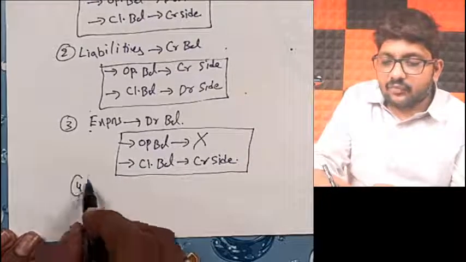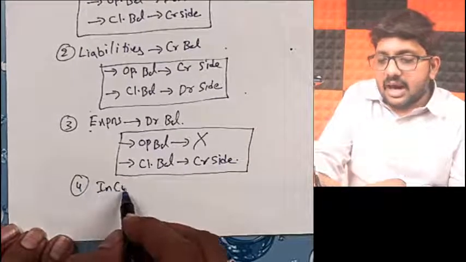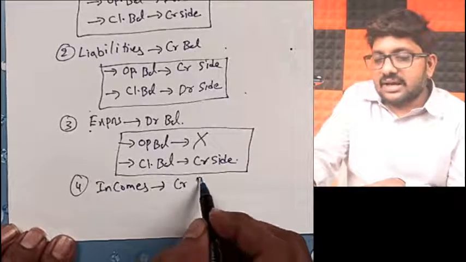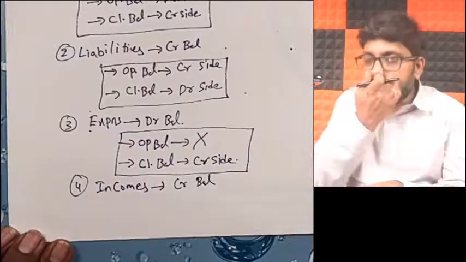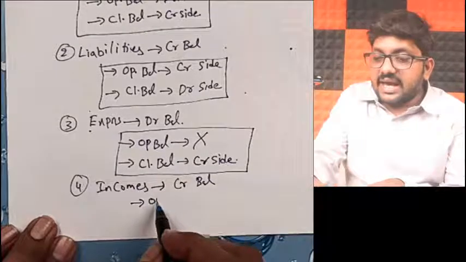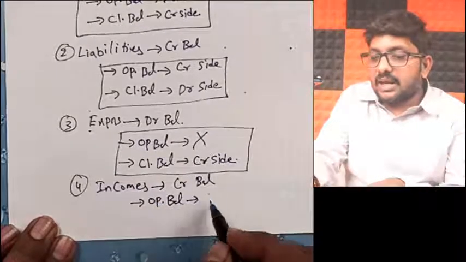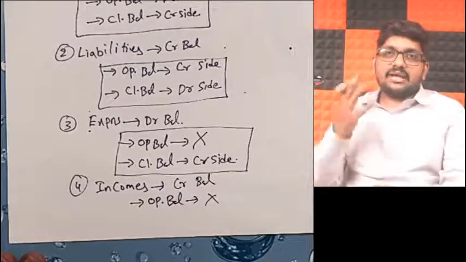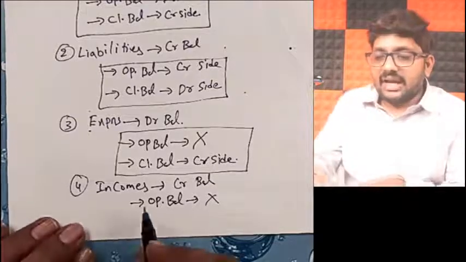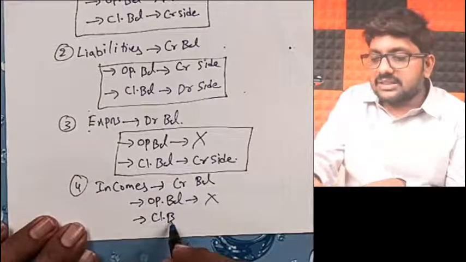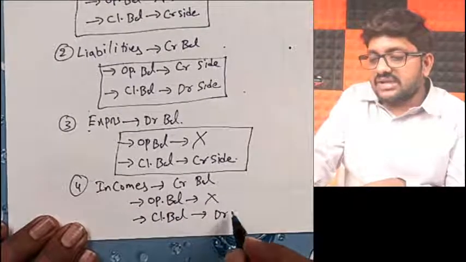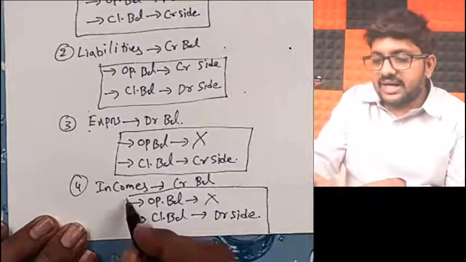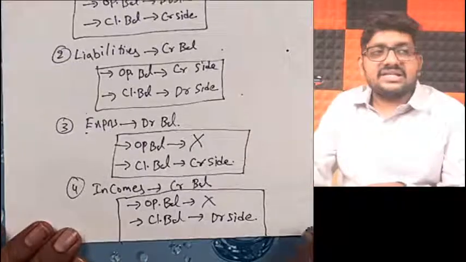Similarly, when we talk about incomes, which category do incomes come under, friends? They come under the credit category. What does it mean? Their opening balance will be nothing. Incomes will not have an opening balance. Incomes and expenses will not have any opening balance, but the closing balance will be on the opposite side. What is the opposite side for incomes? Debit side. Closing balance will be on the debit side.